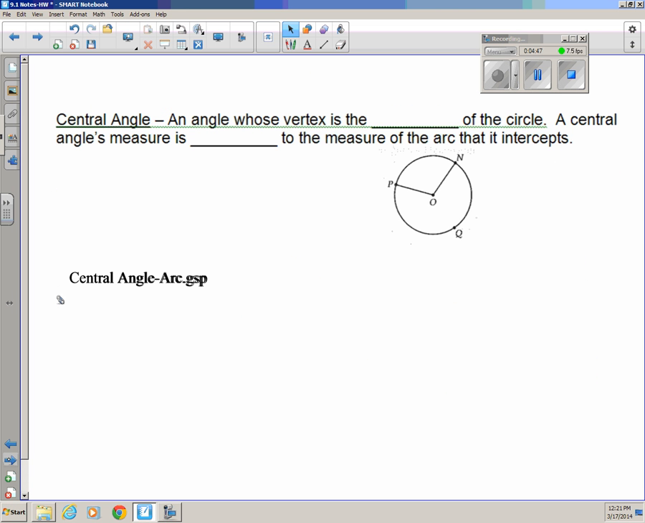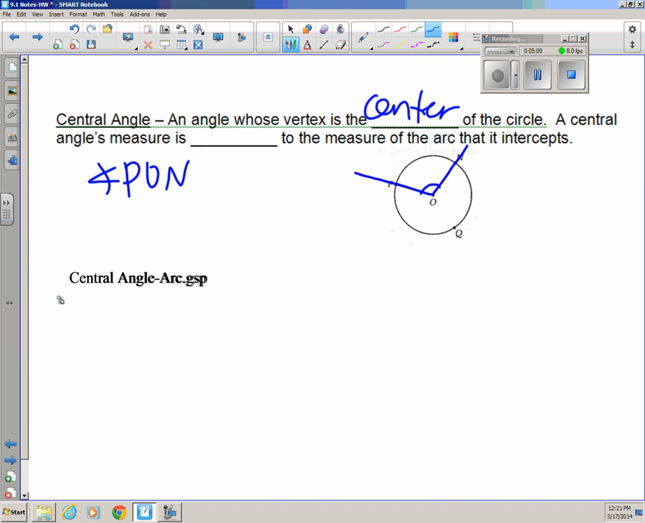Now we start talking about a central angle. So the central angle is going to be an angle whose vertex is the center of the circle. So essentially here, this angle right here, angle PON, that's a central angle. Well, there's something about the central angle and the arc that it sits in. So if I were to outline this central angle, hopefully you realize that it happens to be sitting in this particular arc, and this particular arc happens to be a minor arc. Well, there's something that you need to be able to see about central angles and their arcs.